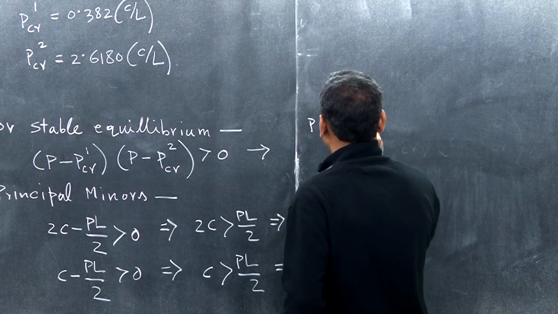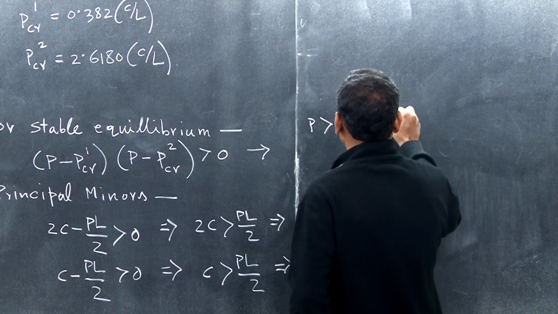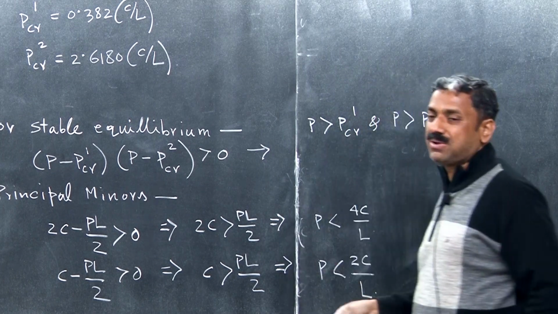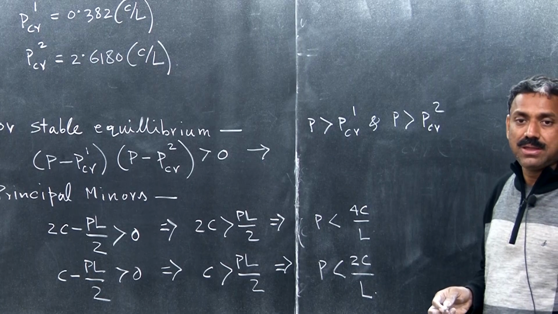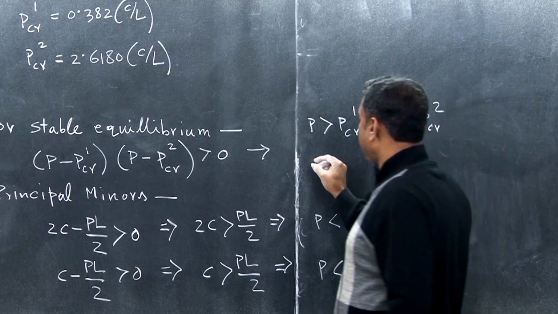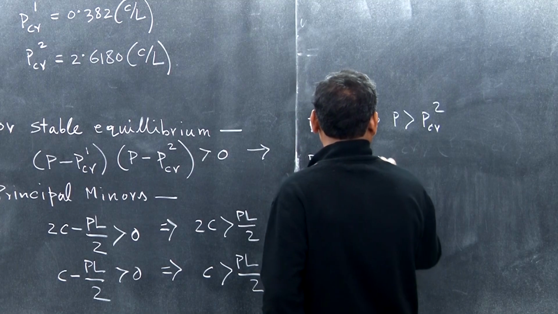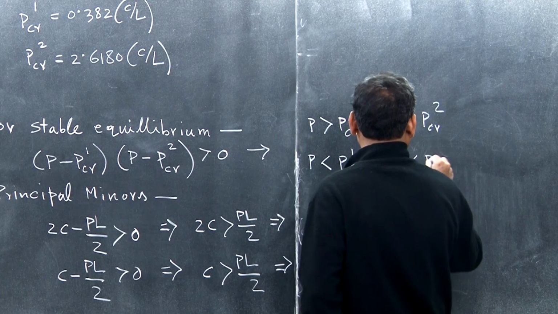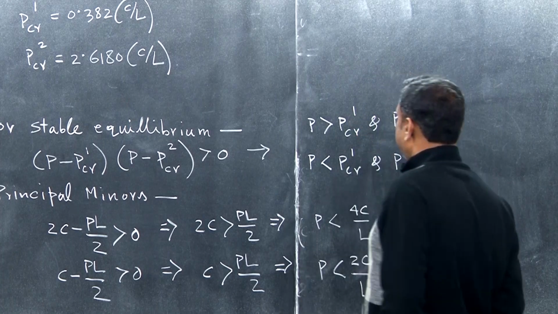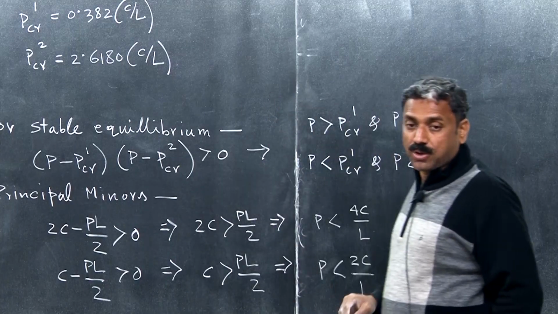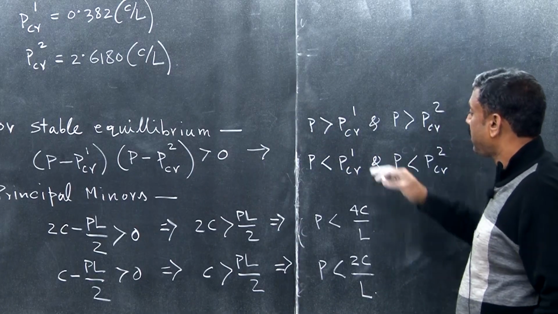P must be greater than PCR1, and P must also be greater than PCR2. But if it is greater than PCR1, it is automatically greater than PCR2, you see? Or there can be another case, P less than PCR1 and P less than PCR2, right? Because if both are negative, then multiplied, it will be positive, right? So, which one is more?